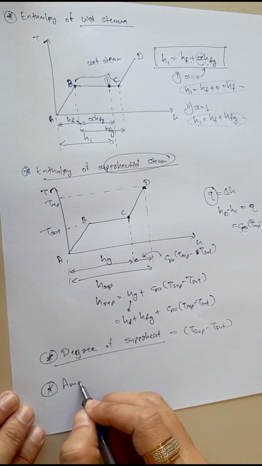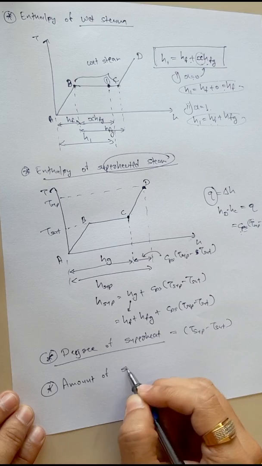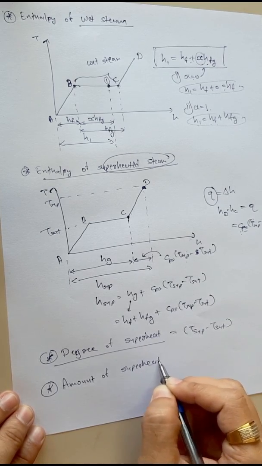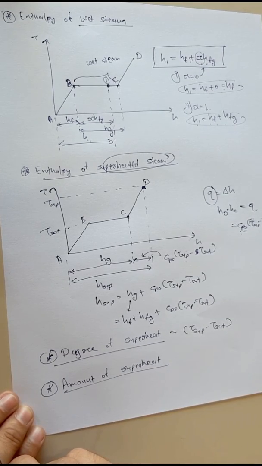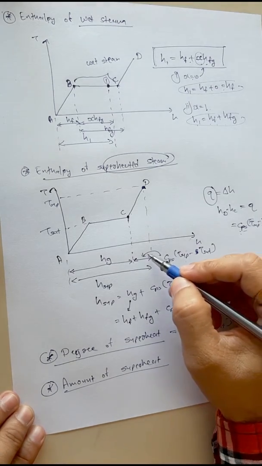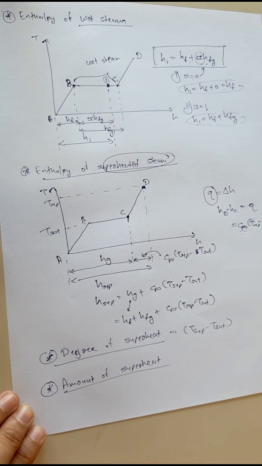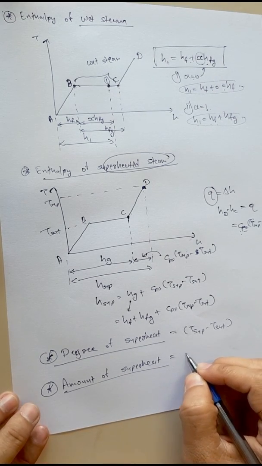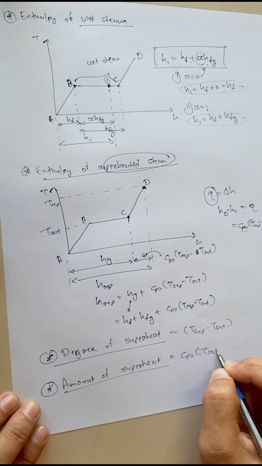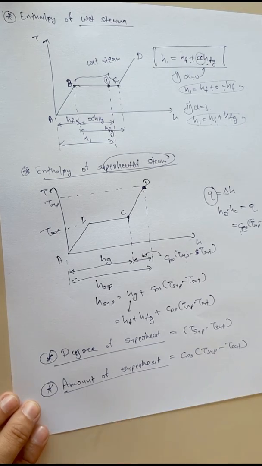Next is amount of superheat. Amount of superheat is basically the amount of heat required to raise the temperature of steam to superheated temperature, or the amount of heat added during the superheating of steam is known as heat of superheat or amount of superheat. It is equal to Cps times T super minus T saturated.